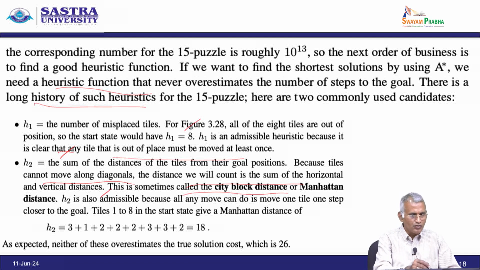The tiles 1 to 8 in the start state give a Manhattan distance of H2 equal to 3 plus 1 plus 2 plus 2 plus 2 plus 3 plus 3 plus 2, equal to 18. As expected, neither of these estimates the true solution cost, which is 26.